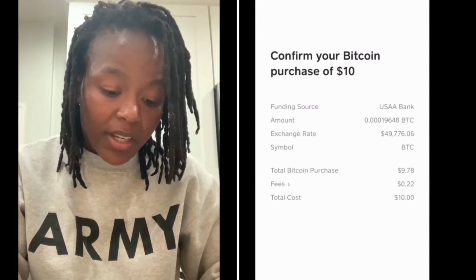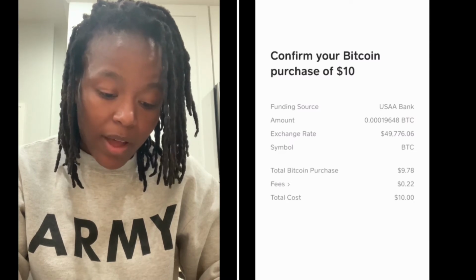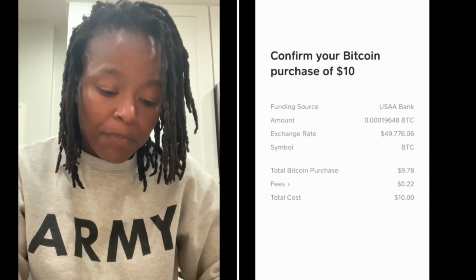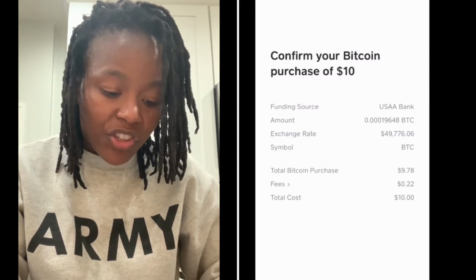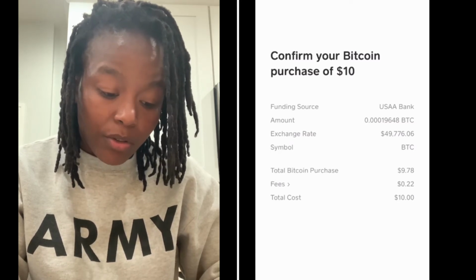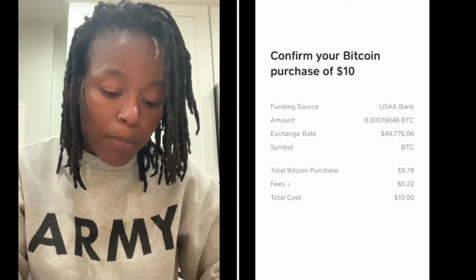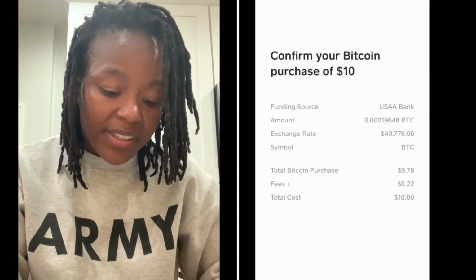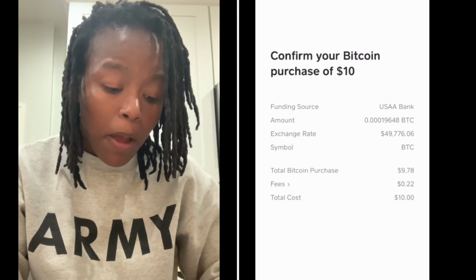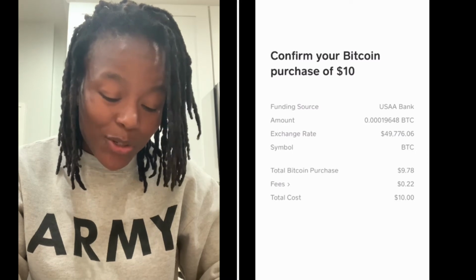So right now it'll let you know what your bank is, the amount of Bitcoin that you will have, which is 0.000199698 Bitcoin. And it tells you the exchange rate of what the Bitcoin is traded at this particular time. The symbol is BTC. The total Bitcoin purchase is $9.78 because there will be fees associated with purchasing this, which is 22 cents. My bad, y'all.